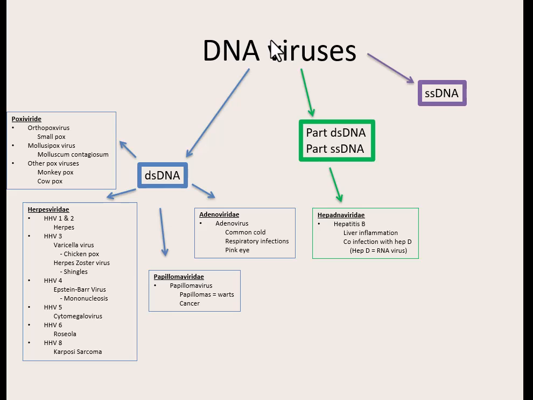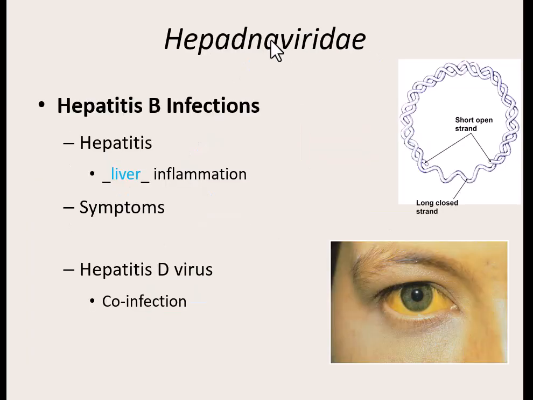Next group, there's only one group that has part double-stranded DNA, part single-stranded DNA, and it's the Hepadnaviridae family. And it causes hepatitis. So anything that has hepad or hepat anywhere in the name means liver. So Hepadnaviridae, you know it's going to affect the liver, and it's a hepatitis B infection. So we will go through hepatitis A, B, C, D, and E. Five hepatitises. They all cause inflammation of the liver, hence the word hepatitis, but they are caused by different viruses.